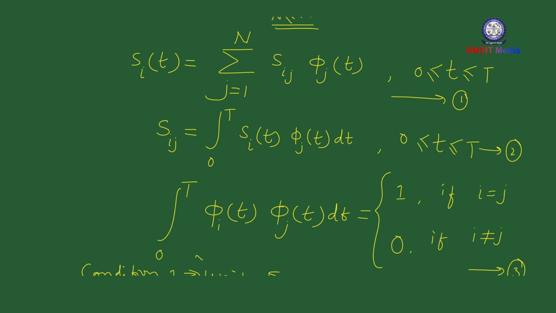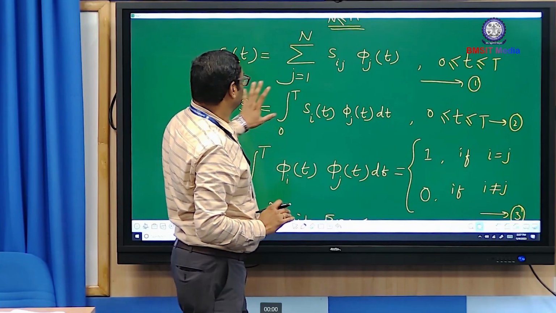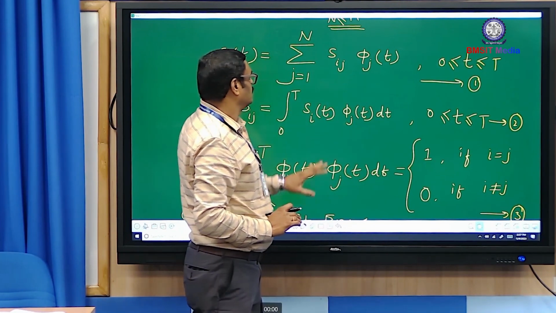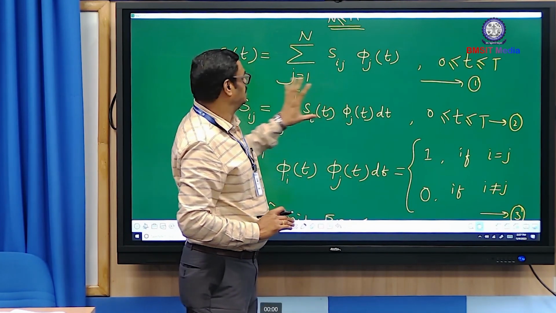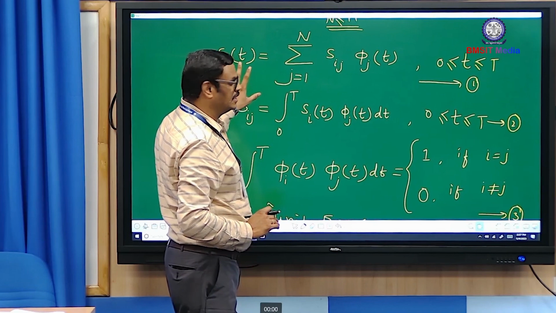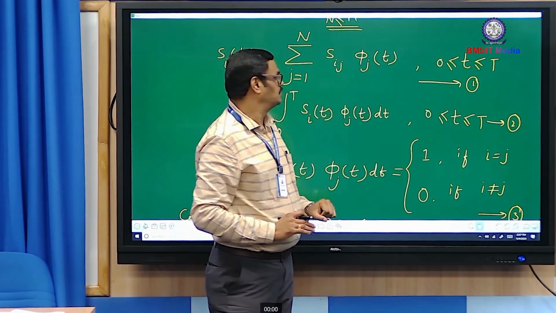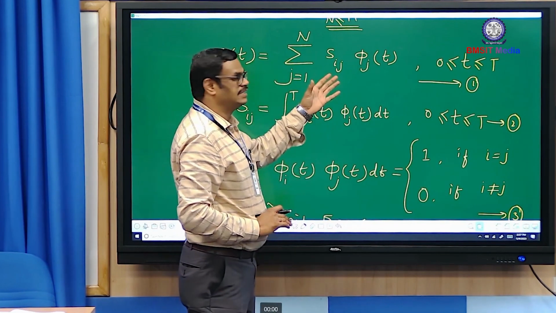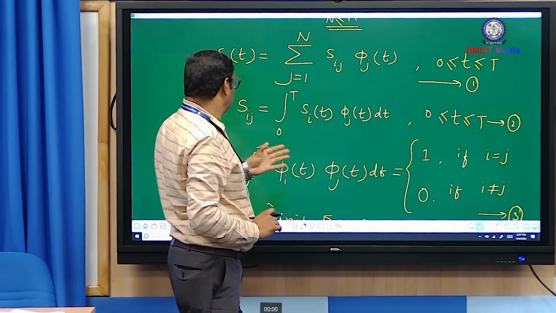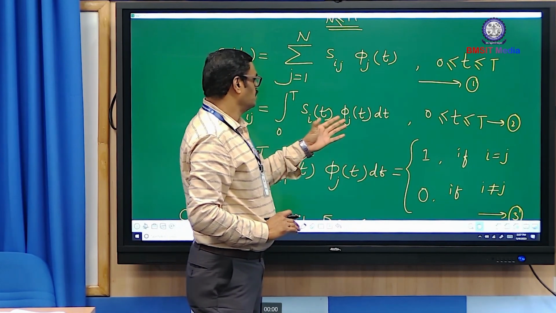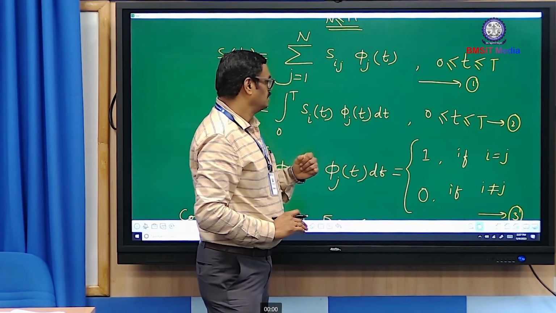construct, that is, as I said, here Si of t. Si of t is expressed as what? Summation j is 1 to n Sij phi j of t. That is, I am expressing m finite energy signals as a linear combination of n orthonormal basis functions. As I said, Sij is the coefficient, which is defined as Sij is equal to integral 0 to T Si of t into phi j of t into dt, right?